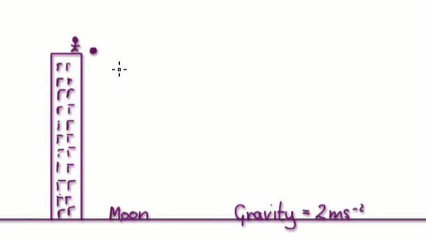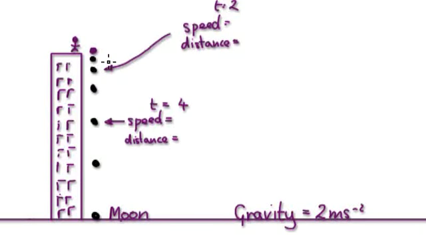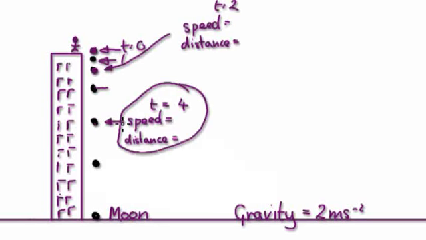Now, if you were to drop a cannonball, it would look something like this. This is t equals 0, so initially it's up here. You drop a cannonball, which happens to be on the moon. After 1 second, it will be here. After 2 seconds, it will be here. 3 seconds, it will be here. 4 seconds, it will be here. So this thing here belongs to this. So this is 4 seconds.